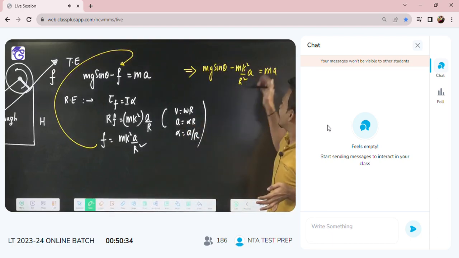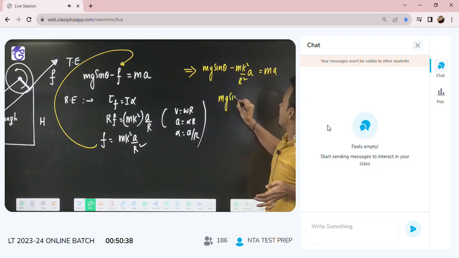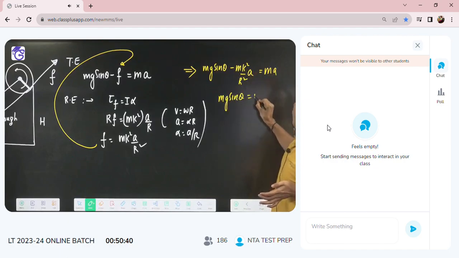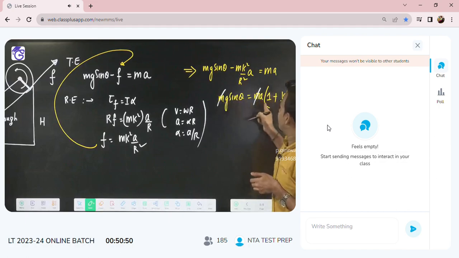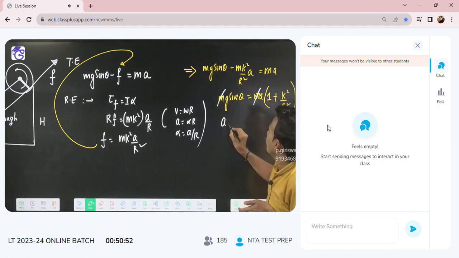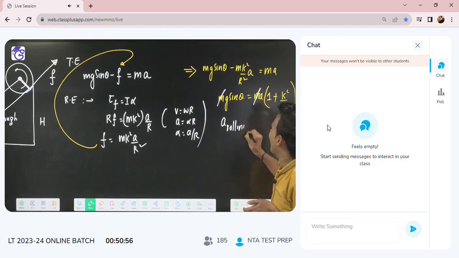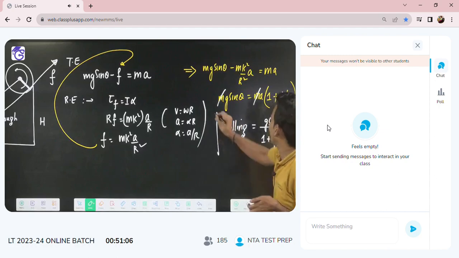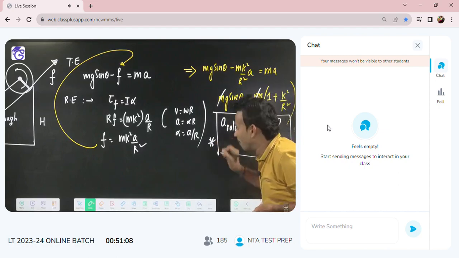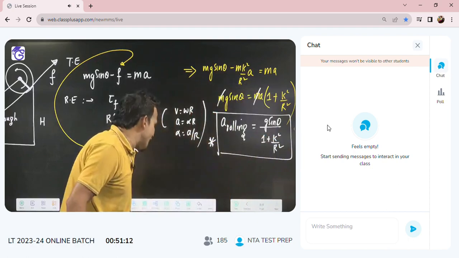Now you can bring this to the other side. So you will get mg sin theta equal to ma, and you can take common. Ma will be common. So what is left here? 1. And what is left here? K square by r square. Now from here m will get cancelled and you will get the value of rolling acceleration. This we call rolling acceleration. Rolling acceleration will become g sin theta by 1 plus k square by r square. Many of you remember this result, and you also have to remember this result. This is the value of rolling acceleration.